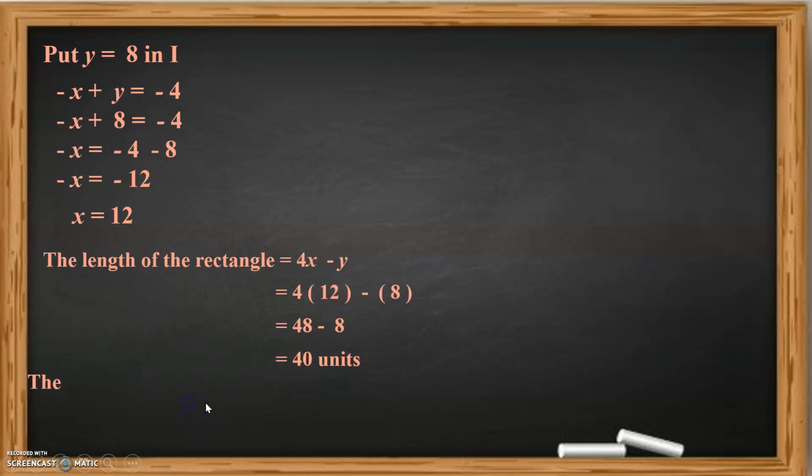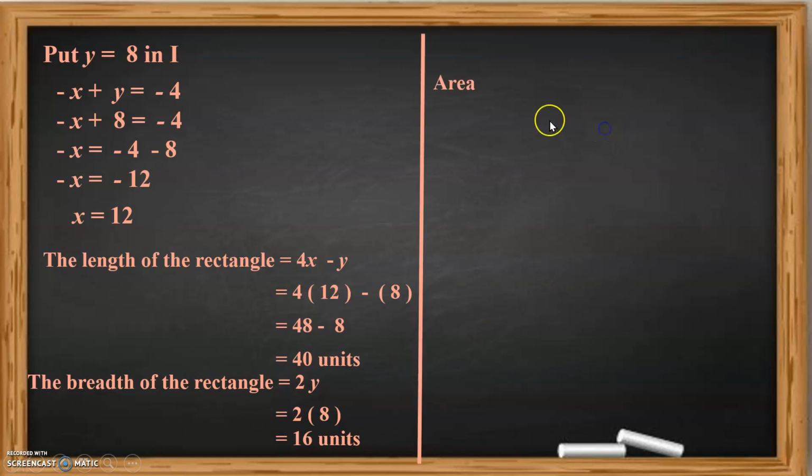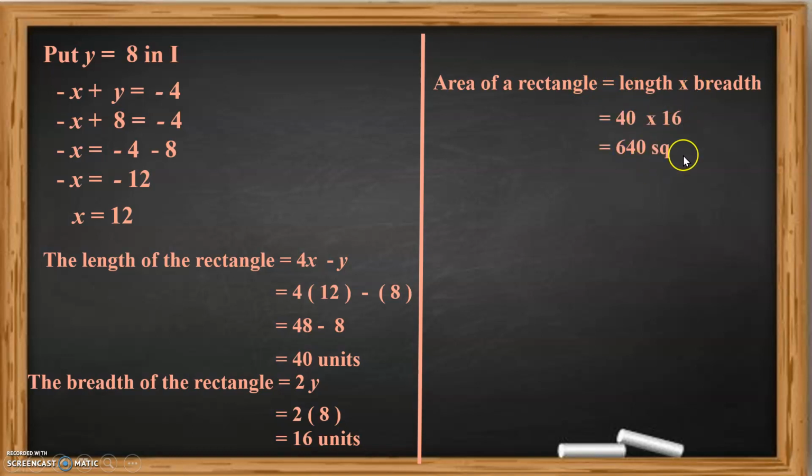Similarly, we'll calculate the breadth. The breadth of the rectangle is equal to 2y, which is equal to 2 into 8 equal to 16 units. Okay, now we have the length, we have the breadth, so we can find the area and the perimeter. So let's find the area. Area of the rectangle is equal to length into breadth. So we substitute 40 into 16 equal to 640 square units.